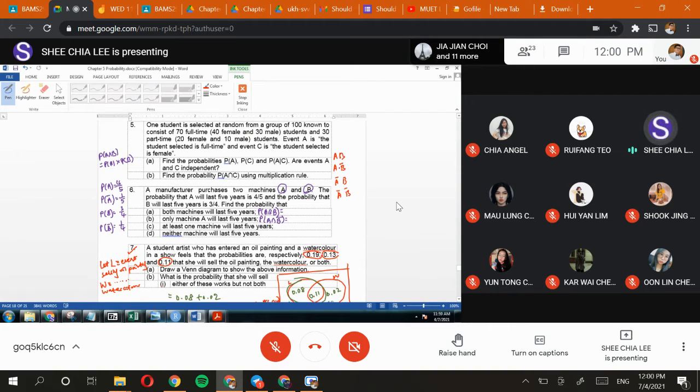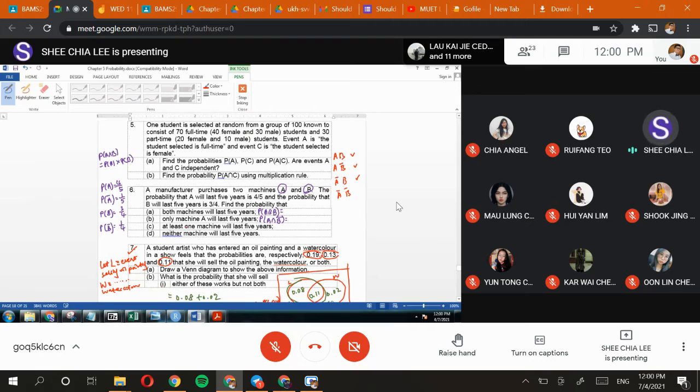So if they say at least one machine will last, meaning this one and this one, at least one will last, correct or not? So either both also last, or maybe A lasts, or maybe B lasts. You can find the probability and add up, okay? Or if you think there is another way to solve, then you solve. Later we will check together.